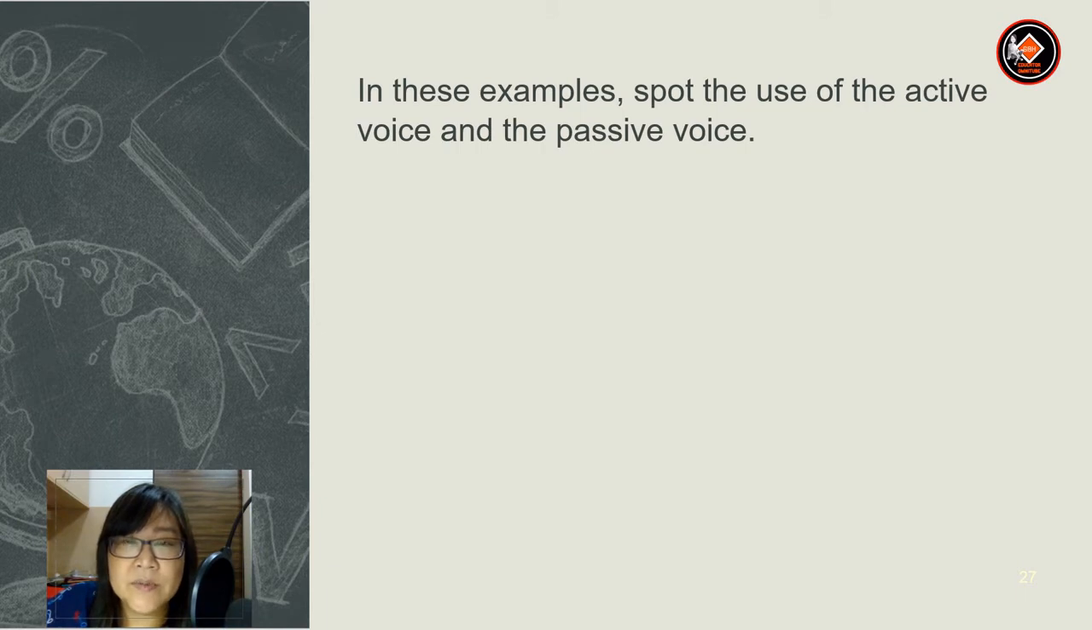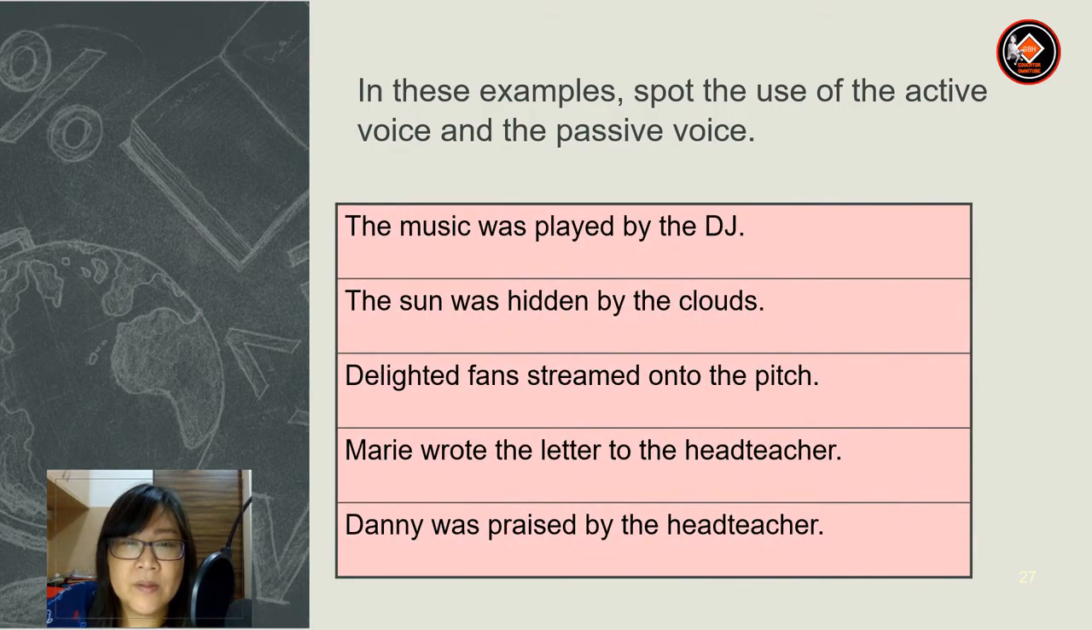In these examples, spot the use of the active voice and the passive voice. The music was played by the DJ. The sun was hidden by the clouds. Delighted fans streamed onto the pitch. Marie wrote the letter to the head teacher. Danny was praised by the head teacher.